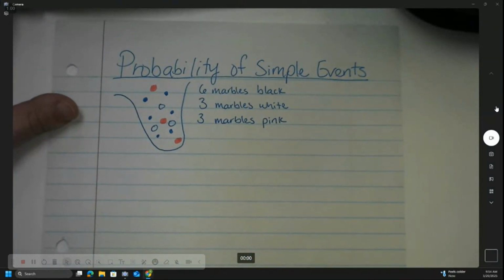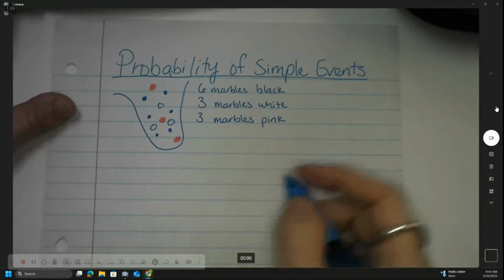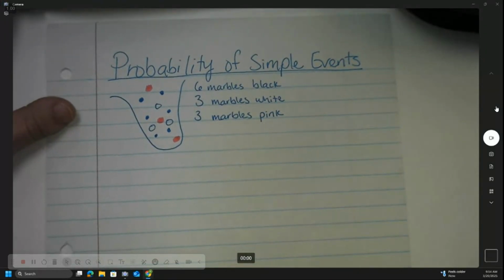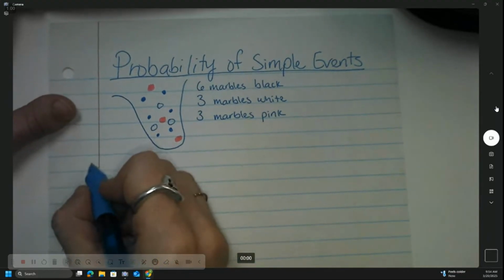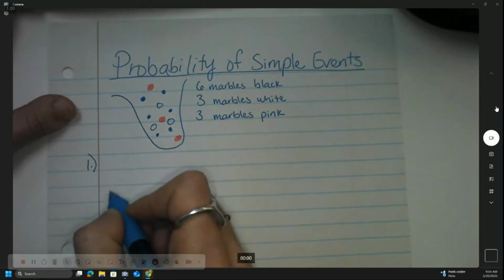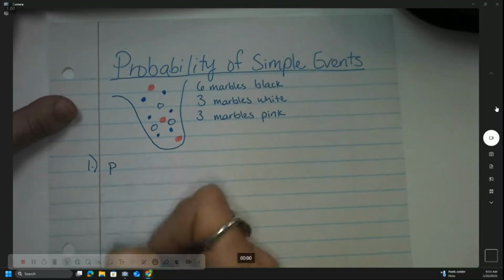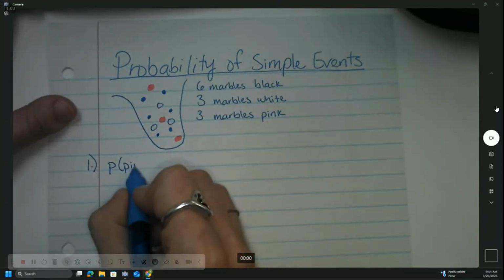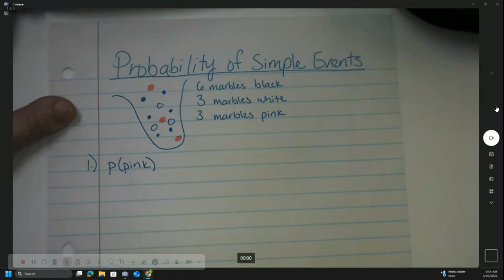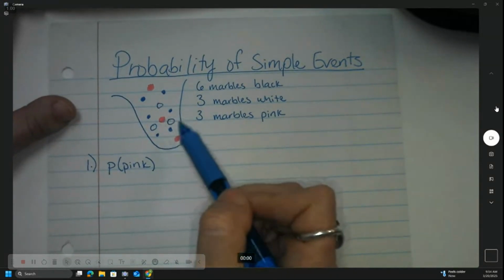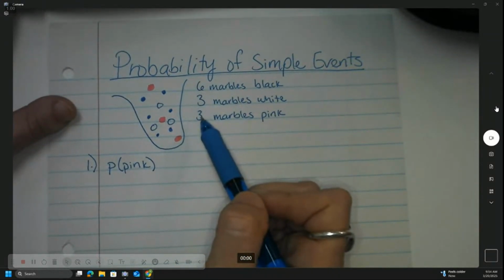Now you can't see what you're going to be pulling out of the bag. So if you have this inside, you have a certain amount of chance of pulling out a black marble, a white marble, and a pink marble. When you see it in your homework or on a test, it'll look like this. So number 1, what is the probability of pulling out a pink marble? So that's what your questions are going to look like. Well, how many marbles do we have in all? 6 plus 3 plus 3 is 12.